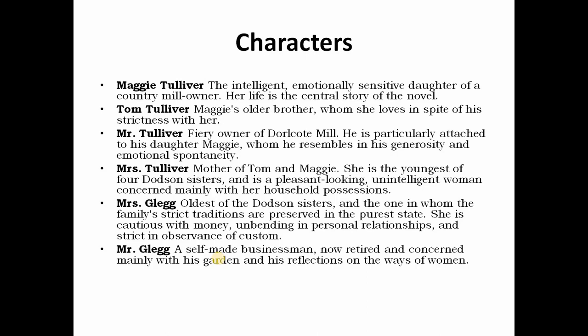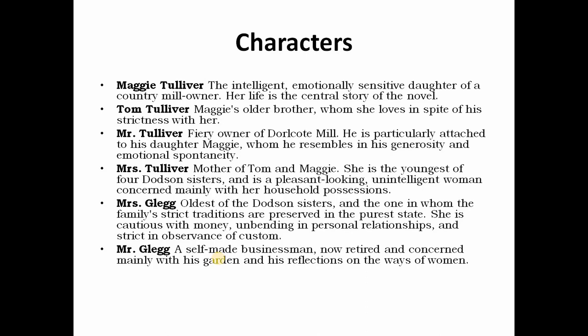Maggie Tulliver, that's the heroine. Oh, I missed a point that I said. I think it was Lucy, but Lucy is Maggie's cousin. Maggie is our heroine. She's a child when the novel gets started. So Maggie Tulliver, Tulliver family. Maggie is the name of the heroine, the intelligent, emotionally sensitive daughter of a country mill owner. So she is the daughter of a mill owner.